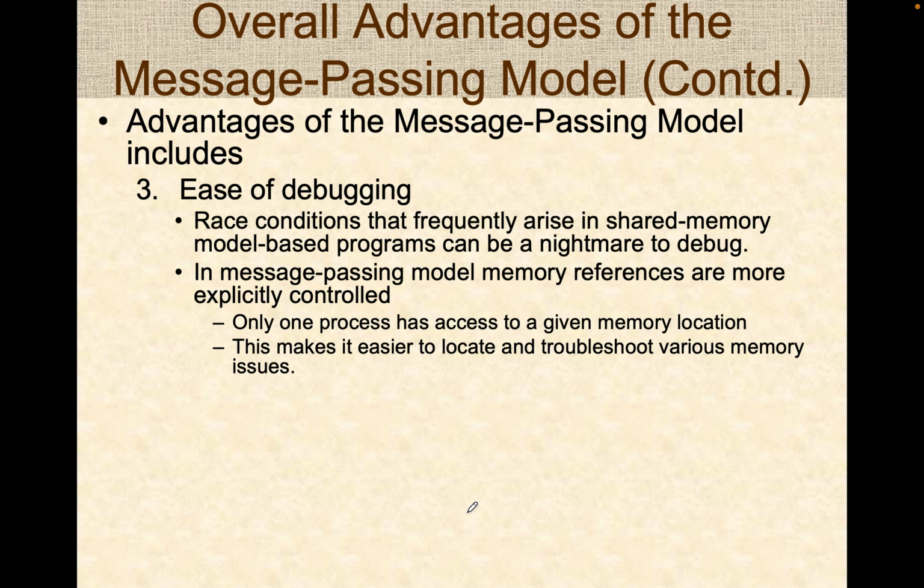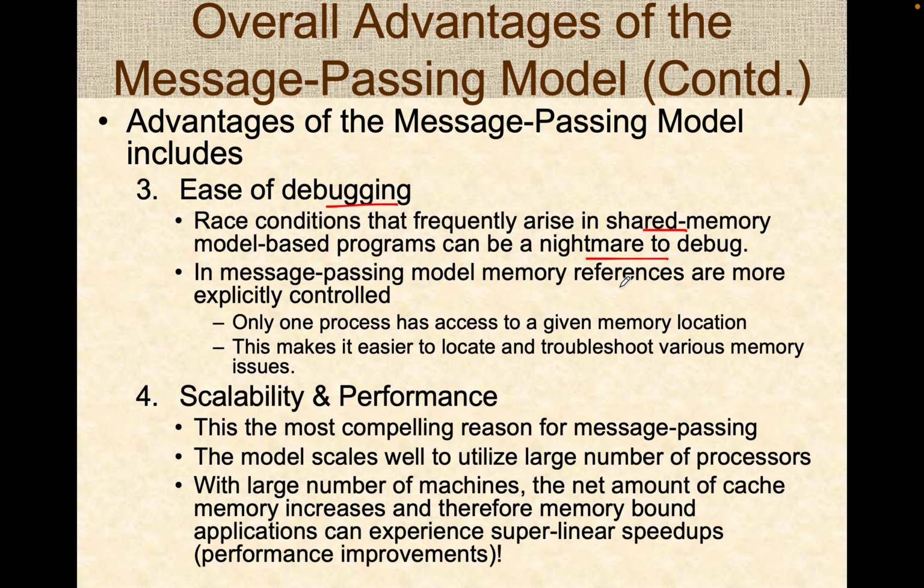Message passing models are actually easier to debug than shared memory. Typically, race conditions that arise in shared memory are very, very difficult. They're a nightmare to debug. But in the message passing model, because memory access is controlled in the form of sending and receiving messages, it is actually much easier to debug.